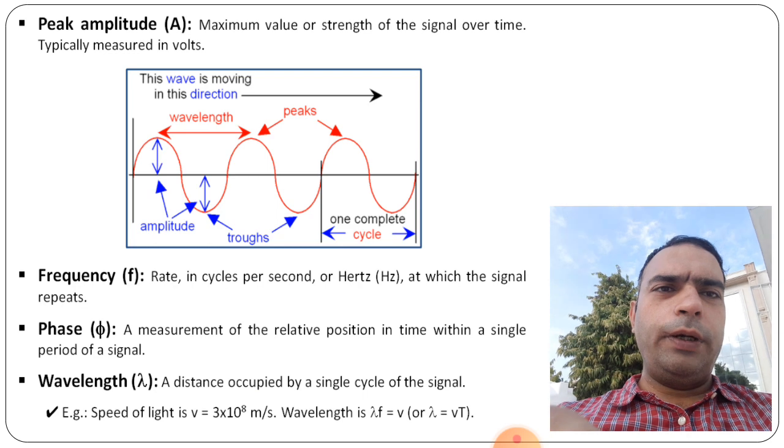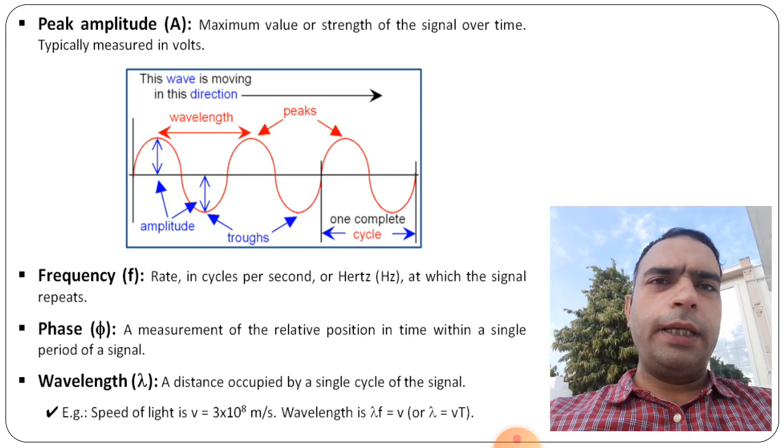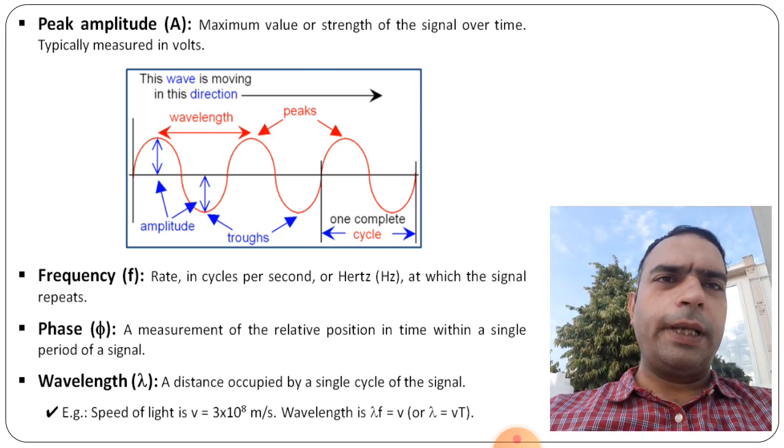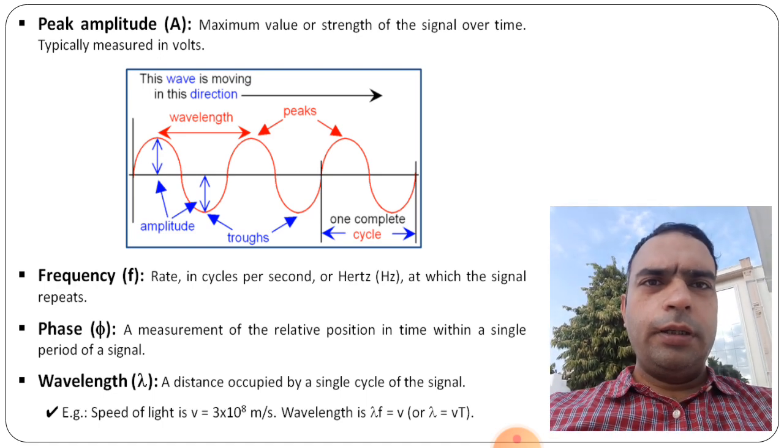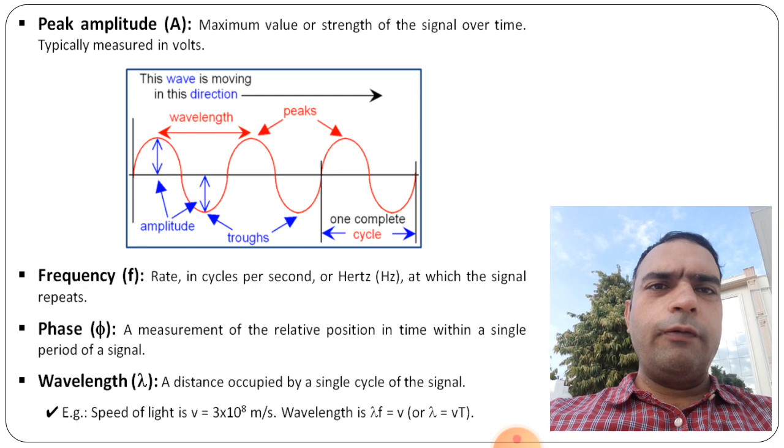Now the peak amplitude is what? The peak amplitude is the highest, or the maximum value, or the strength of the signal over time, right? So typically that is measured in volts.